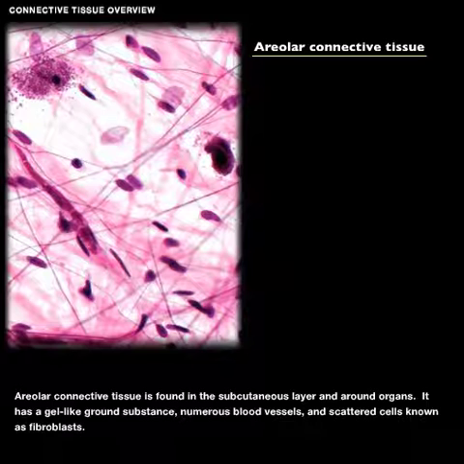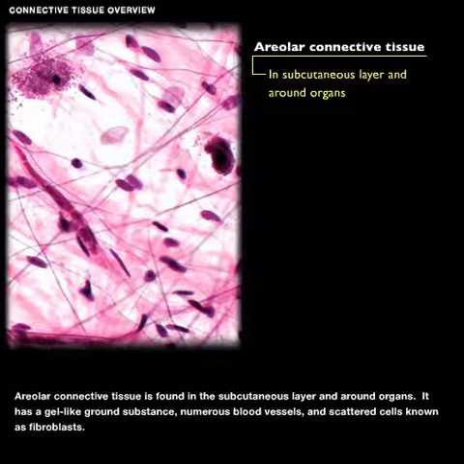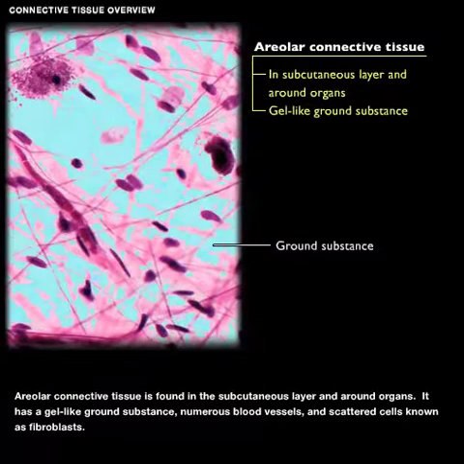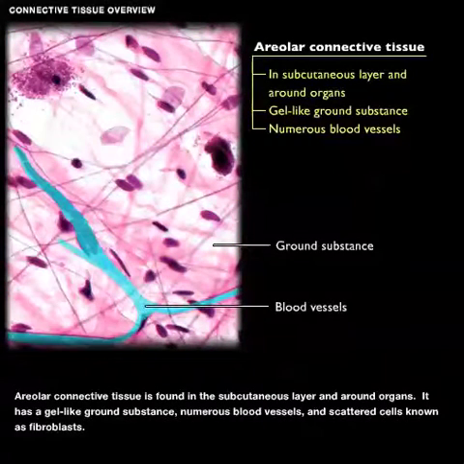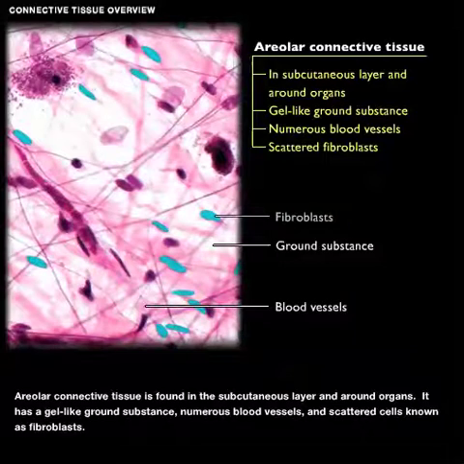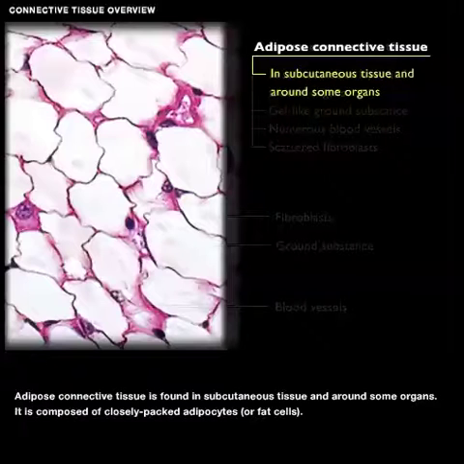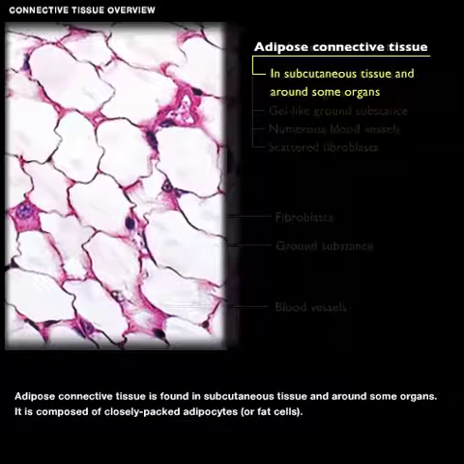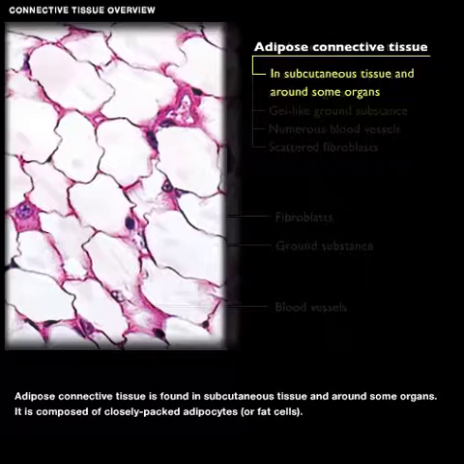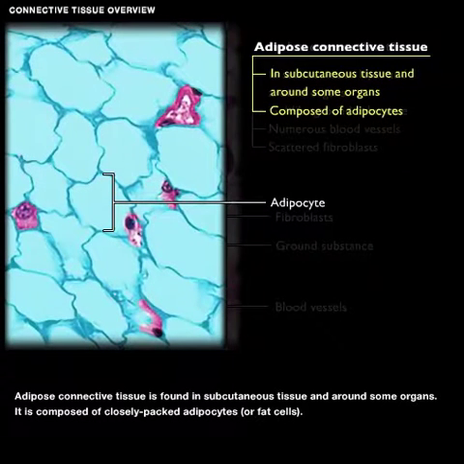Areolar connective tissue is found in the subcutaneous layer and around organs. It has a gel-like ground substance, numerous blood vessels, and scattered cells known as fibroblasts. Adipose connective tissue is found in subcutaneous tissue and around some organs. It is composed of closely packed adipocytes or fat cells.